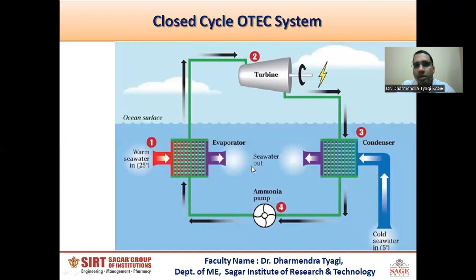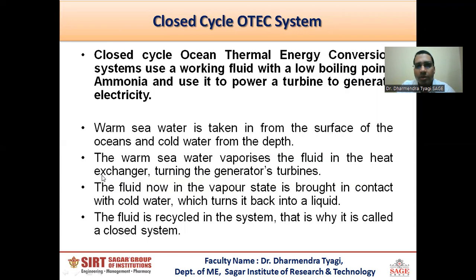This is the closed cycle system, and here you can see the closed cycle ocean thermal energy conversion system uses a working fluid with a low boiling point, that is ammonia, to power a turbine to generate electricity. Warm seawater is taken from the surface of the ocean and cold water from the depth. The warm seawater vaporizes the fluid in the heat exchanger, turning the generator to produce electricity.